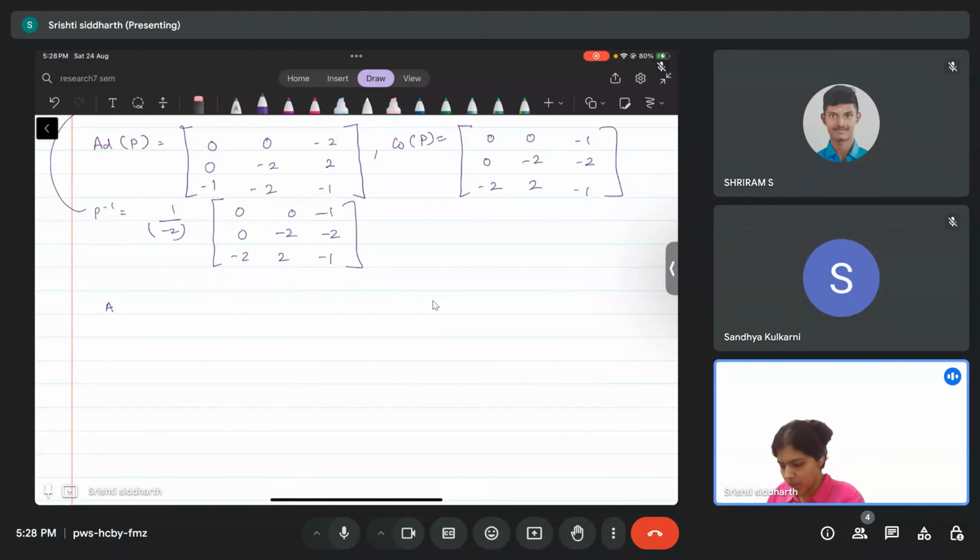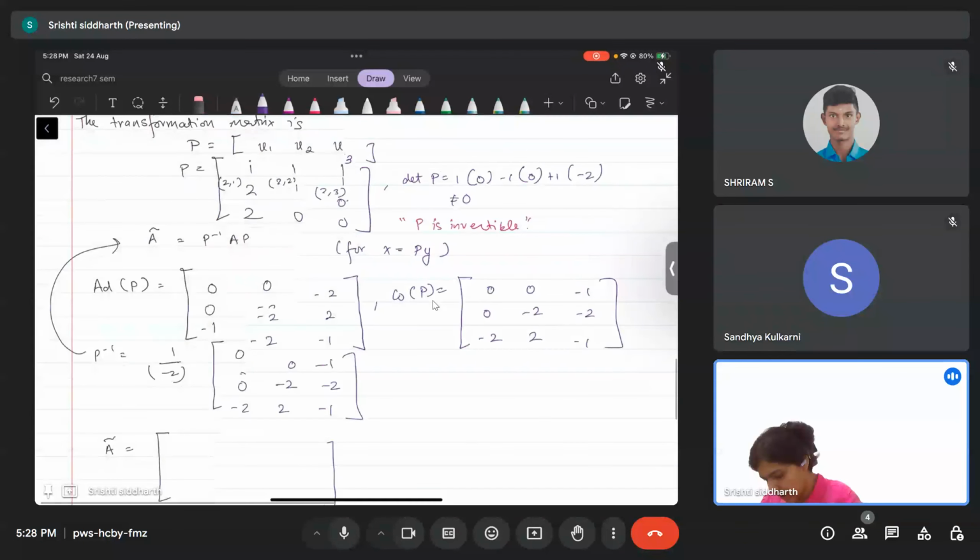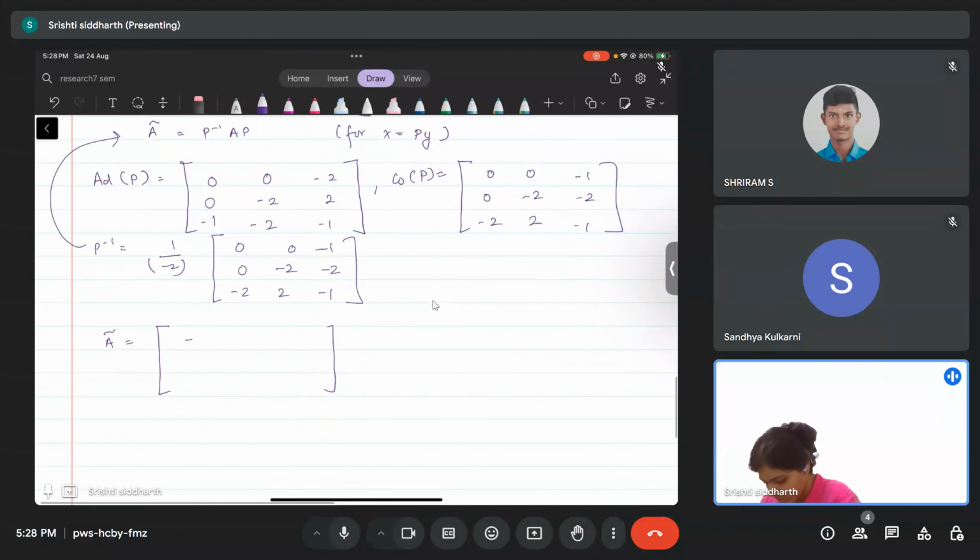So I'm just going to write down the answer. I think you already know what the answer is, right? We are trying to diagonalize the system. So the diagonal system is going to look like the eigenvalues -2, -3, and -2 on the diagonal, and then zeros everywhere else.